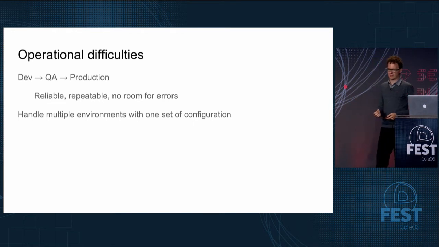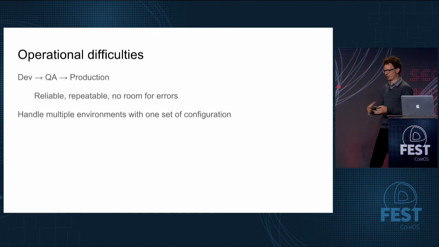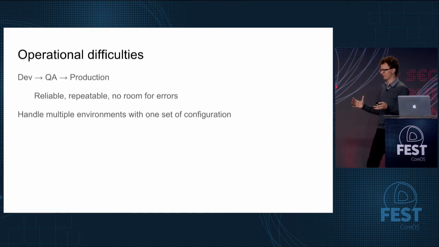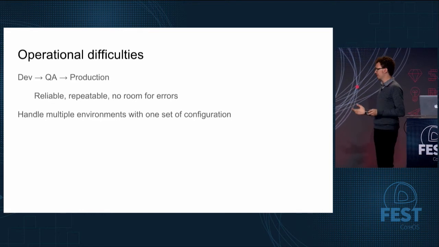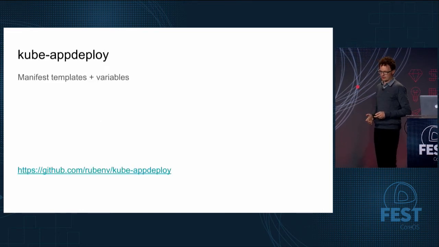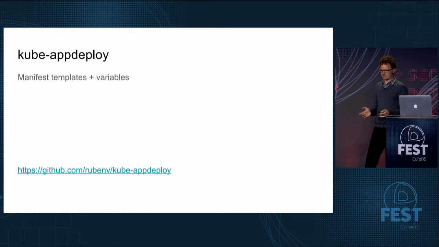And we really wanted to handle all these multiple environments with just one set of configuration files, so one set of YAML manifests, without having to manually select this one is for development, this one is for production. That's what we set out to do. And we started prototyping things to investigate the problem space, and we came up with kubeapp-deploy, which, as most of the time with these kind of things, stuck around for way too long, and we're still using it in production, but it works really well.